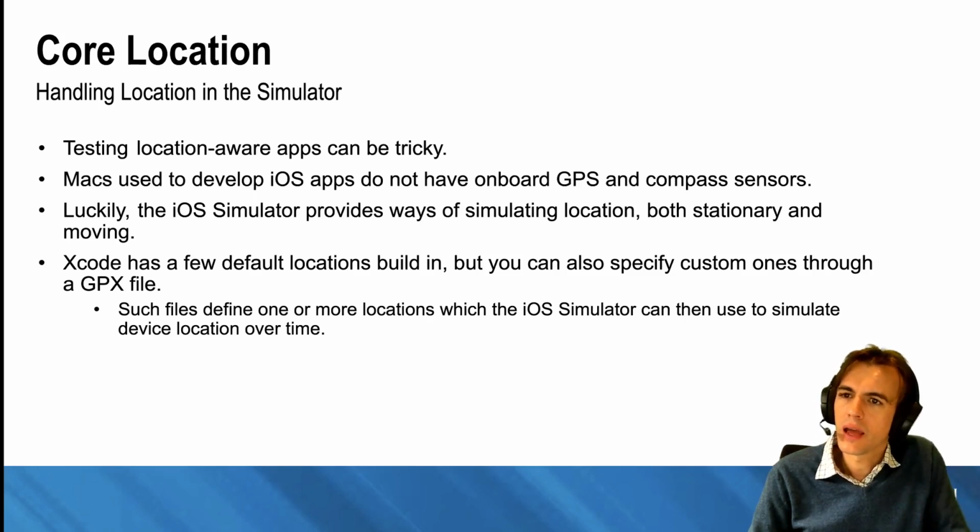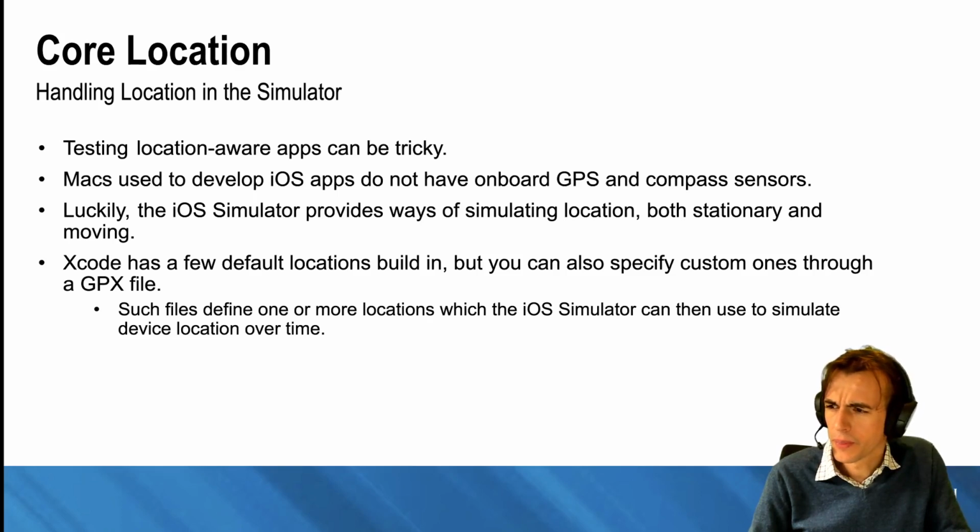I want to talk for a minute about handling location in the simulator. If you've got a physical device, this is a lot easier. If you have to use the simulator, well, the Macs that we develop on don't have an onboard GPS or compass sensor, so that means you're simulating these values. Luckily, the iOS simulator at least provides a way of simulating GPS behavior and location, both stationary and moving. Xcode has some default locations built in, but you can also specify additional ones via a GPX file, and these files give one or more locations that the simulator can use to simulate a device location over time.